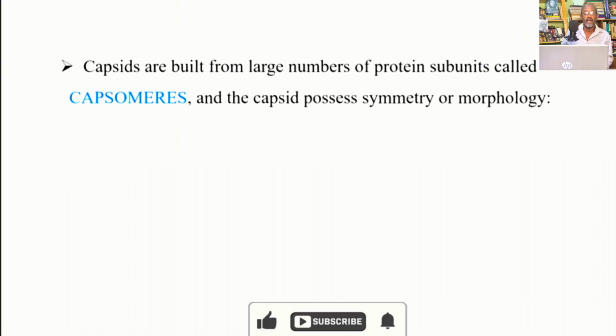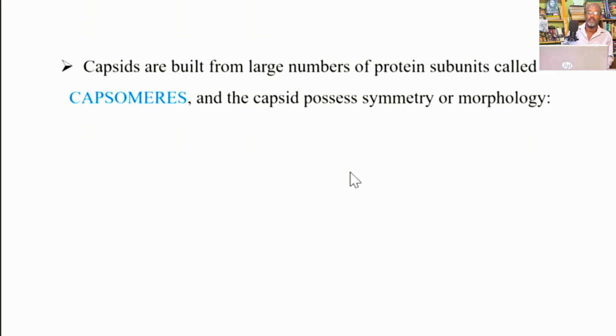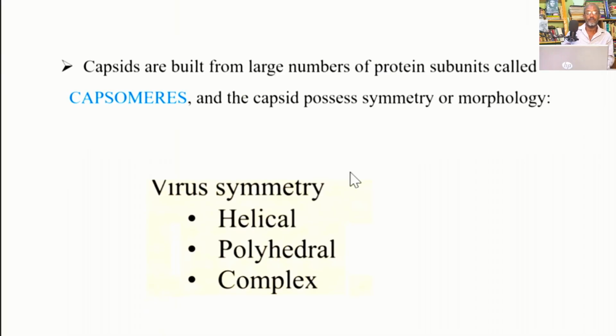Now, capsids are built from a large number of protein subunits called capsomers. The capsid possesses symmetry or morphology, its own shape, a symmetrical shape. One way we classify viruses is based on their symmetry: classification based on viral symmetry.